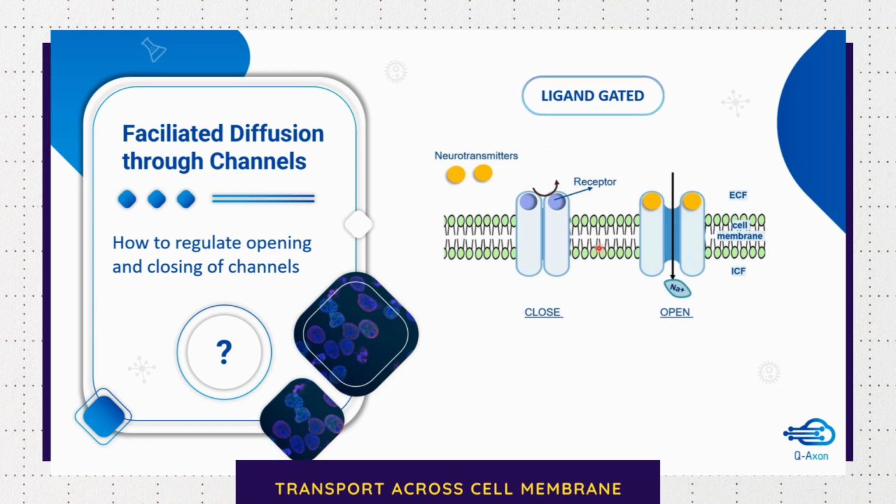In this case, this is a ligand gated channel, and because it is allowing the entry of sodium ions, this is a ligand gated sodium channel. Some examples of this kind of channel are acetylcholine gated sodium channels, then there are GABA gated chloride channels.